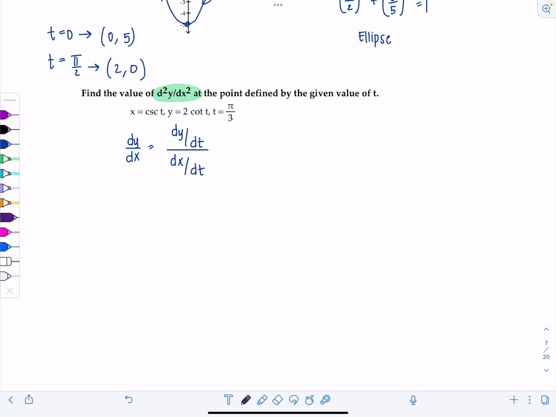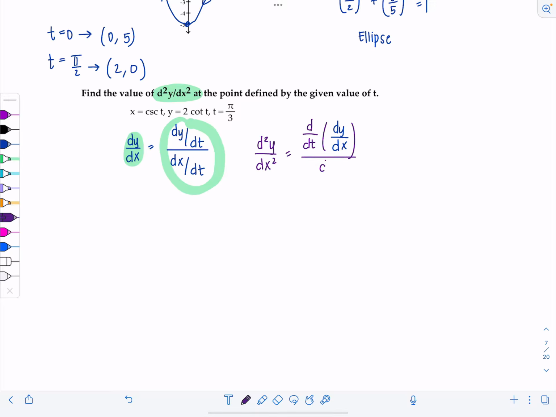Second derivative formula, a little trickier, okay? You take the derivative with respect to t of this first derivative, of dy/dx. So you take another derivative with respect to t, and then you divide by dx/dt. Remember that it's not just second derivative of this over second derivative of this. No, no, no. Okay, so here we go.